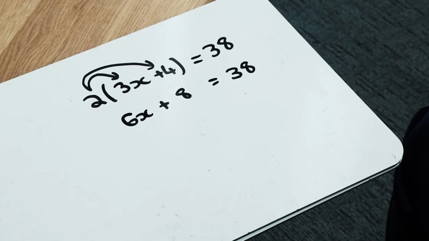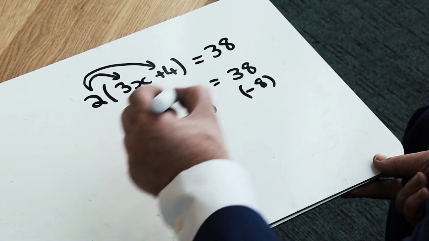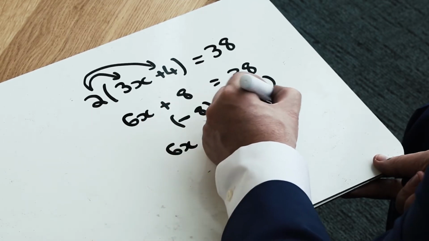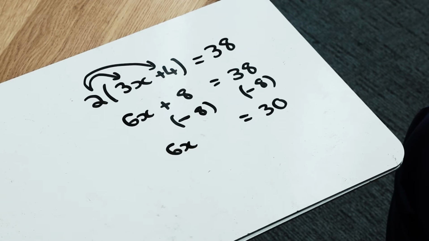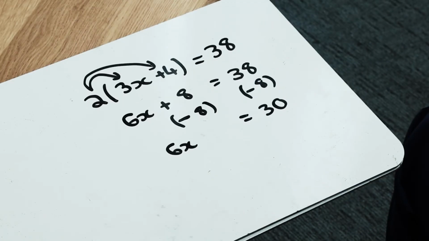So I'm now progressing towards the solution. I'm now going to subtract 8 from each side of the equation. So I put minus 8 here, and I put minus 8 here. And I can see that my next line of progress is that 6x is equal to 30. So I'm almost home and dry with the full marks.